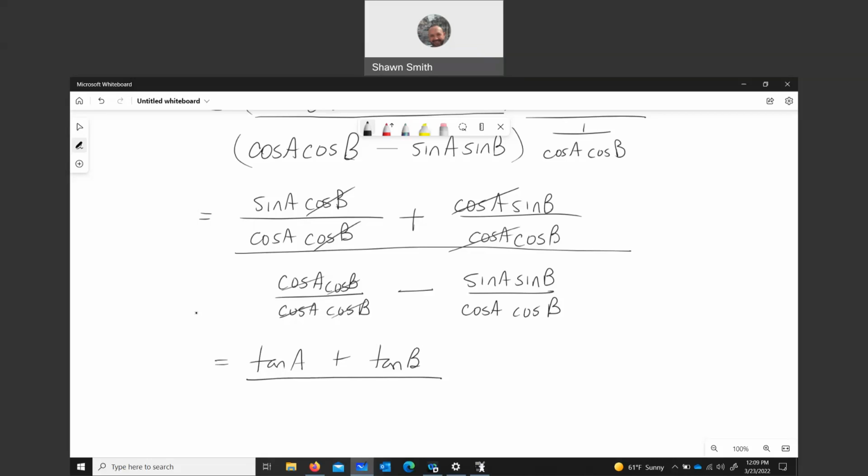All over. Everything canceled here. So that's just 1, right? Same thing over same thing. That's 1. Minus, well, if I split this up right here, this fraction times that fraction, that's tangent of A times tangent of B. So this is your tangent of A plus B formula.